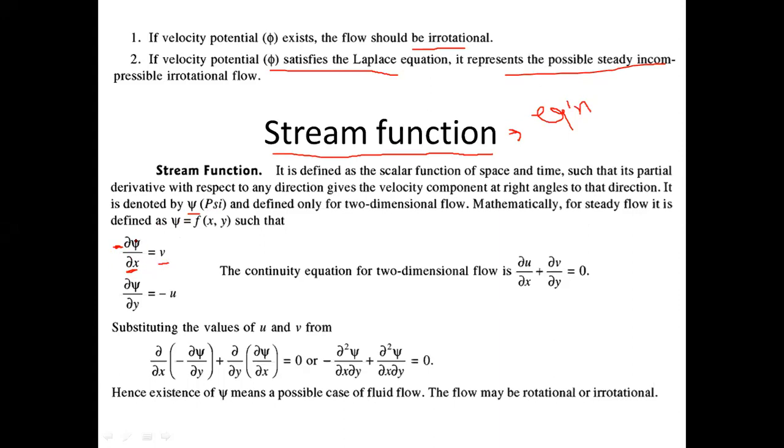So if I take a derivative of psi with respect to x, the velocity in y direction will be v. Similarly, if I take the derivative of psi in y direction, it will give me the velocity in the x direction, perpendicular, but in this case with a negative sign. This is a little exception. You can note it.